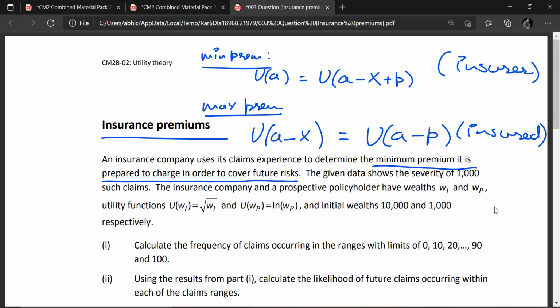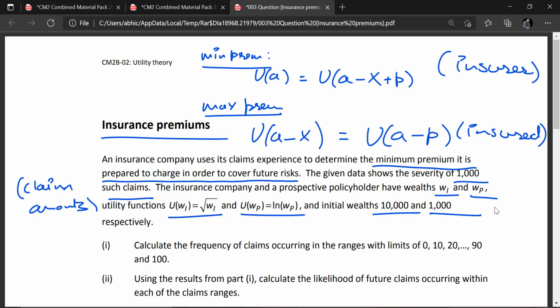Now let's go into this question with this perspective. The given data shows the severity of 1000 such claims. Severity basically means the claim amounts of such claims. The insurance company and the prospective policyholder have the wealths WI and WP, which will be substituted in place of A in the respective cases. The utility functions are the root utility function and the log utility function for the insurer and the prospective policyholder respectively. The initial wealths are 10,000 pounds and 1,000 pounds respectively.